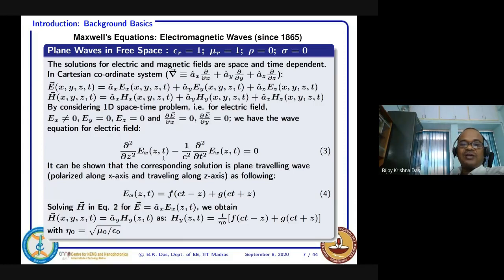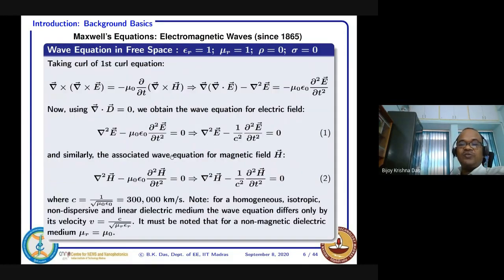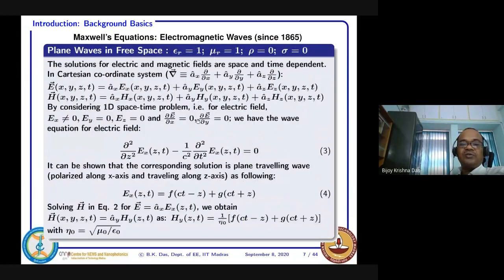And since del/del x and del/del y are equal to 0, this equation is a combination of del square, meaning del 2 del x2, del 2 del y2, and del 2 del z2. Out of that, these two are 0, so only the z-dependent second order partial derivative will be present here. So you get a very simple equation.